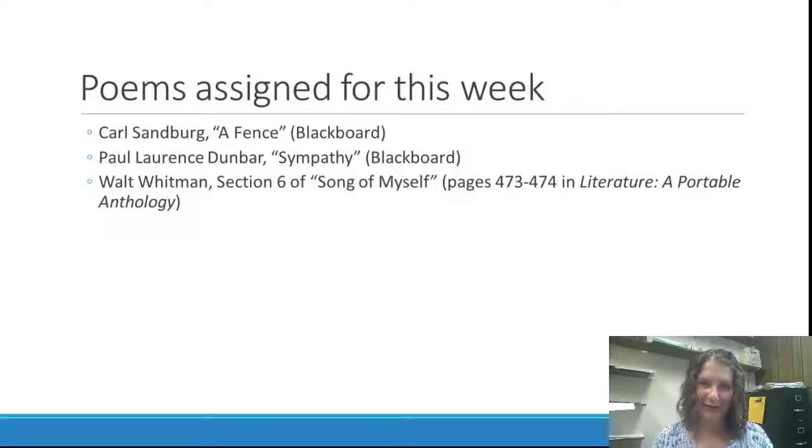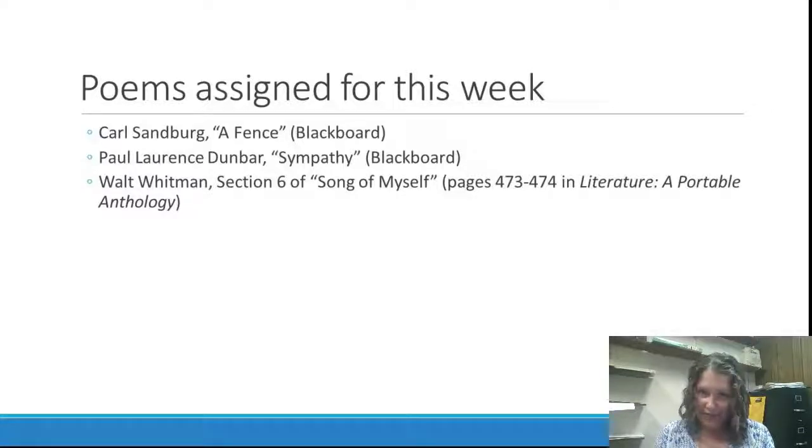And just to give you a heads up, the poems that you're reading for this week are, first of all, Carl Sandburg's poem Offense, which you can find on Blackboard, and then Paul Laurence Dunbar's poem Sympathy, which you can find on Blackboard, and then finally a section of Song of Myself by Walt Whitman.